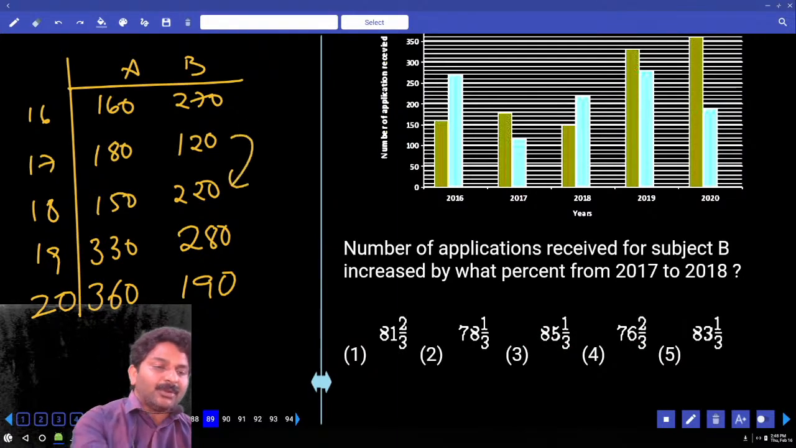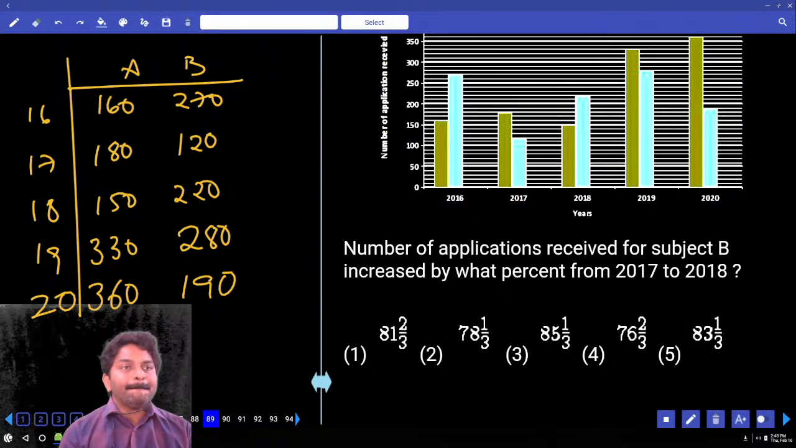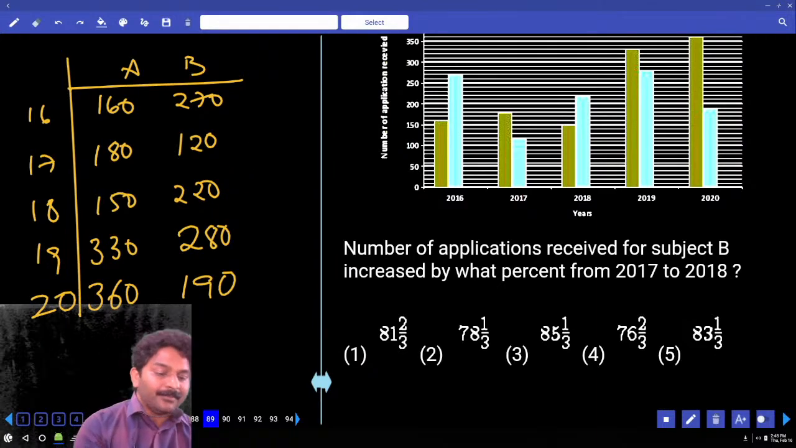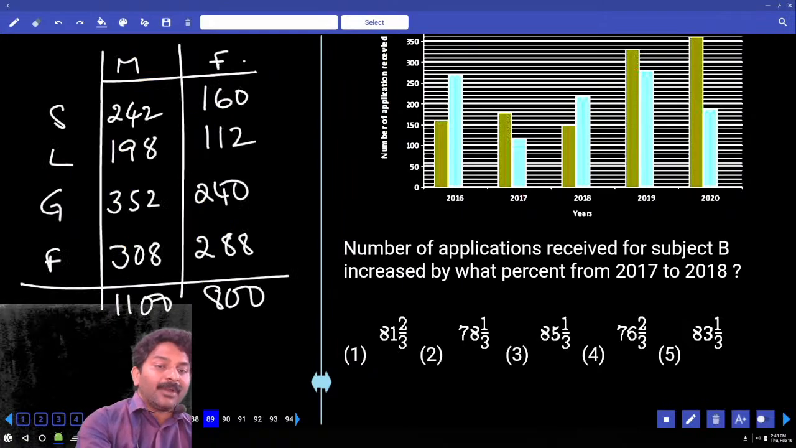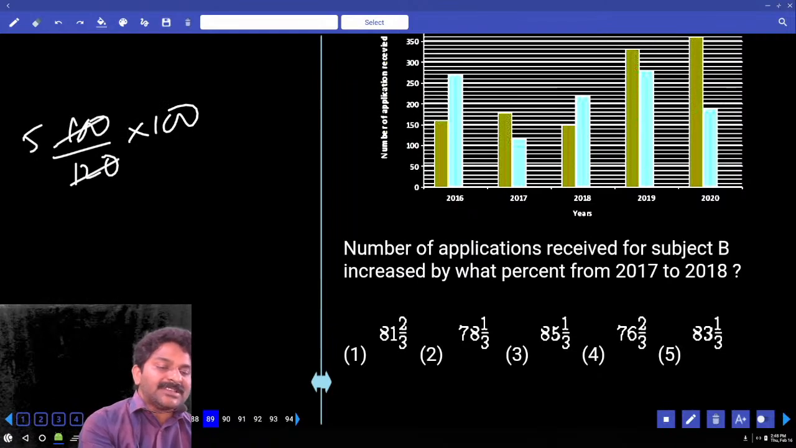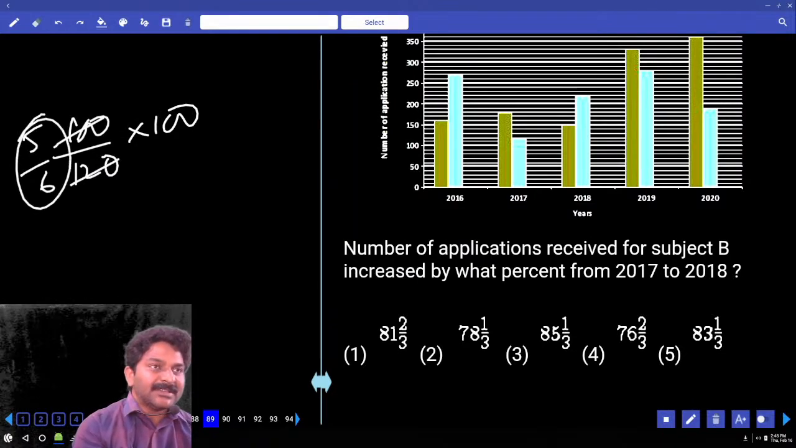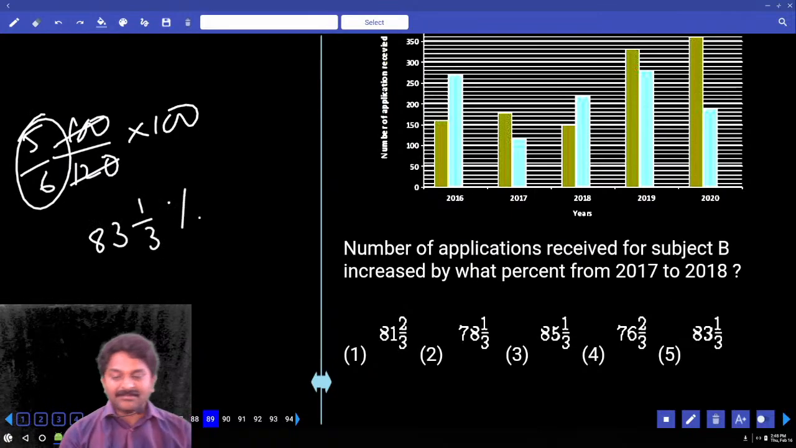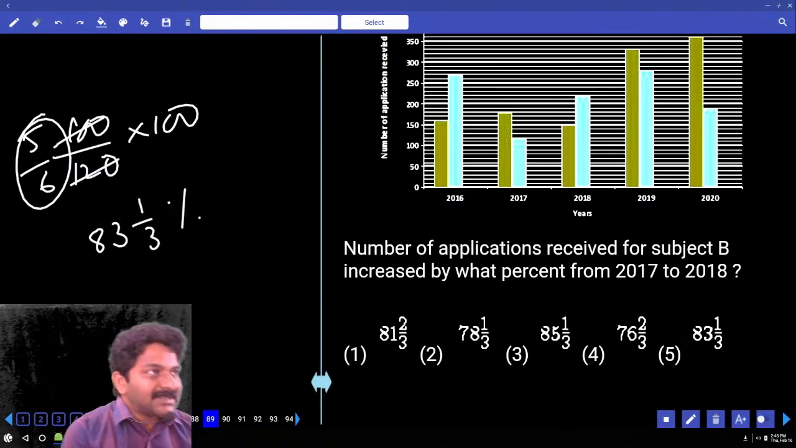Number of applications received for B increased by what percent from 17 to 18? 120 becomes 220. Increased by 100 from 120. 100 increased upon 120 into 100. 5 times and then 6 times. 5 by 6. 83, 1 by 3%. Percentage conversions.